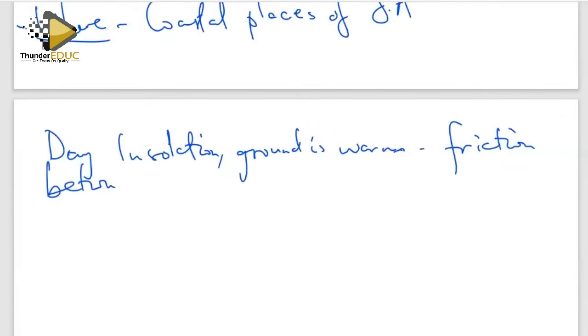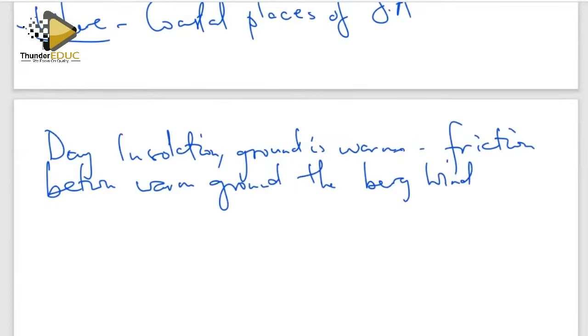Because the ground is going to be warm, because of insolation, the friction between the warm ground surface and the backwind will spark fires. It is most likely to spark fires during the day. The ground is warm, and also the hot and dry air is ultimately going over the hot ground surface. That is most likely to spark wildfires.